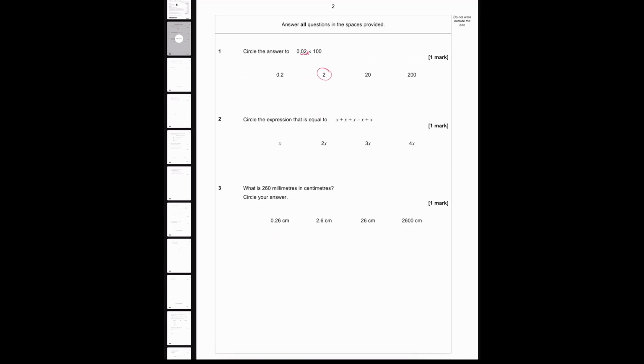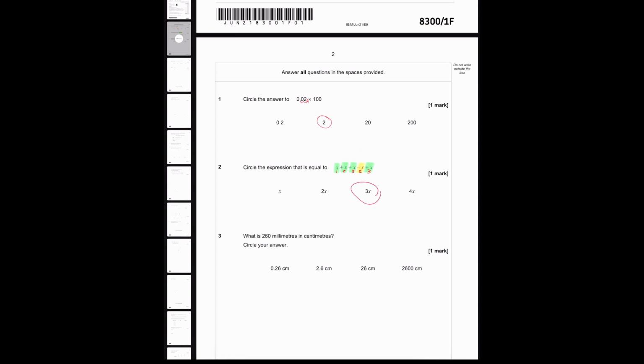Our next question is asking us to work out the expression for x plus x plus x minus x plus x. The easiest way to do this is to highlight the positive x in one color and any negative x in another. Then we just count up for our positive x and down for our negative x. 1, 2, 3, 2, 3. That means we have 3x.